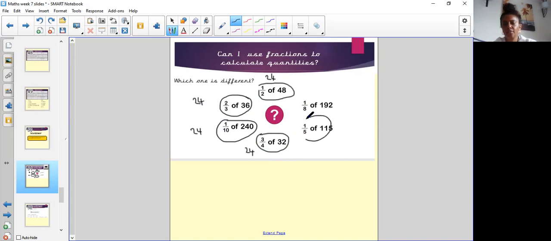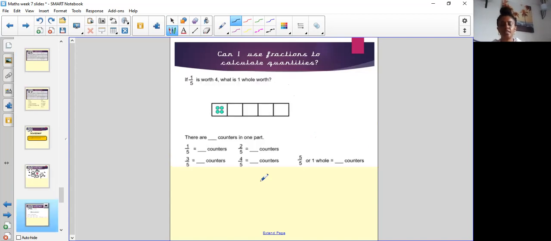And here we've got 1/5 of 115. So how many times can we get 5 into 115? Now, to work this one out, the answer is 23. So which one is the odd one out? It's going to be 1/5 of 115 because all the rest of the answers are 24 and this one is actually 23.